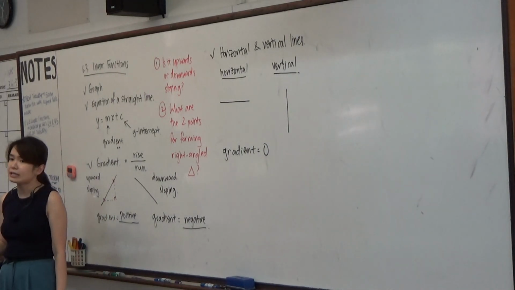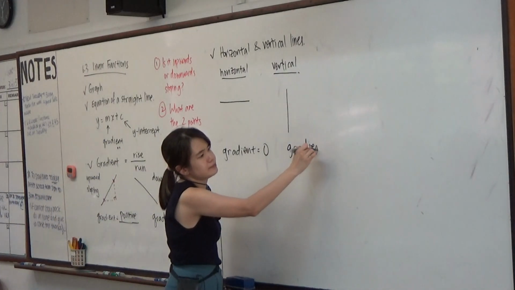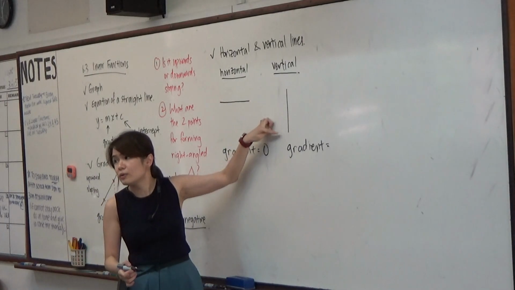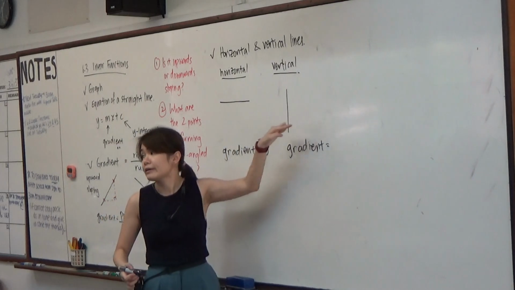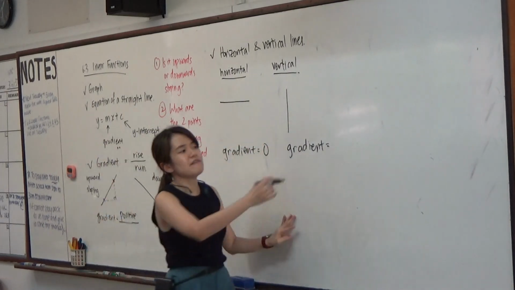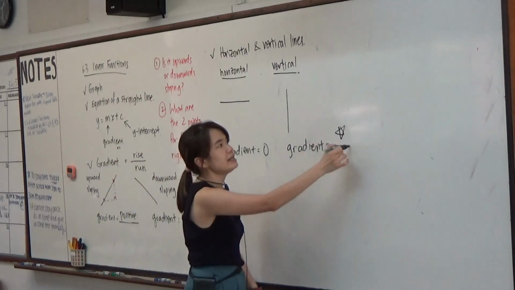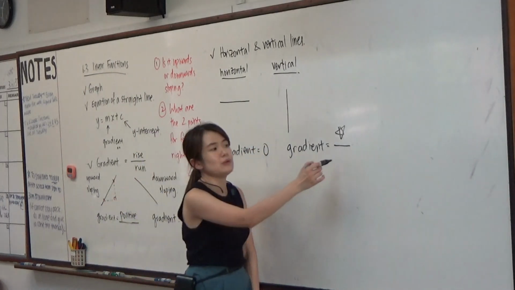Now, what about vertical lines? Okay, for vertical lines, we see that there is actually a rise. Agree, there is a rise, right? But there is no run. So our rise itself can be some number depending on the question. But our run itself, the horizontal part, there is nothing, which is 0.